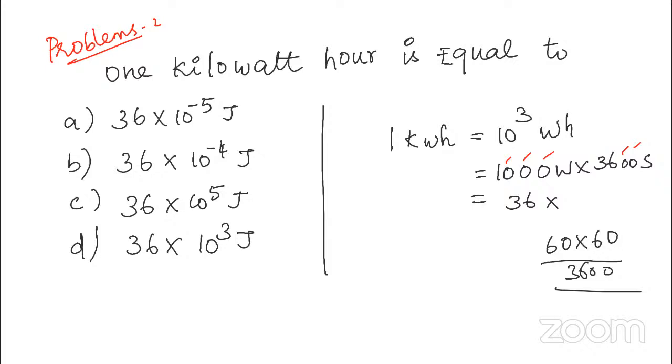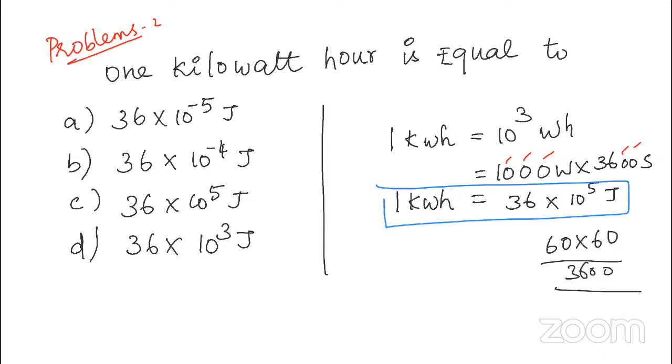So it is 10 power of 5 joules, 1 kilowatt hour. It is a very, very important unit. So 36 into 10 power of 5 joules. Okay, so this is option C. So option C is the right one.